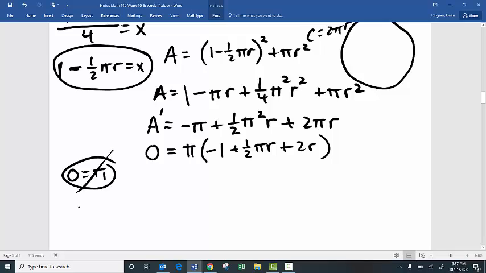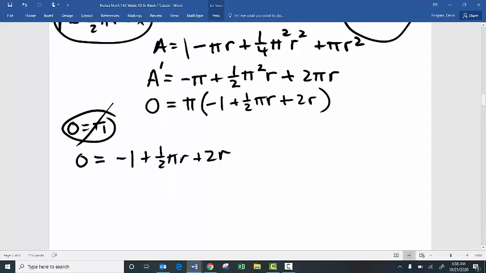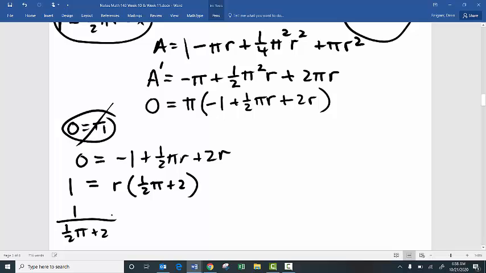Okay? So the next one is this one. 0 equals negative 1 plus 1/2 pi r plus 2r. So now the way you solve this one is you add the 1 over, and here what you're going to do is you're going to pull an r out. So then r is this really weird formula. Okay? This is r.